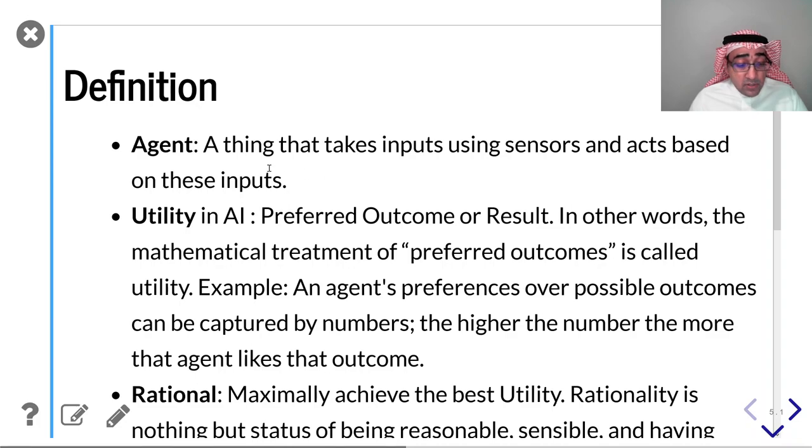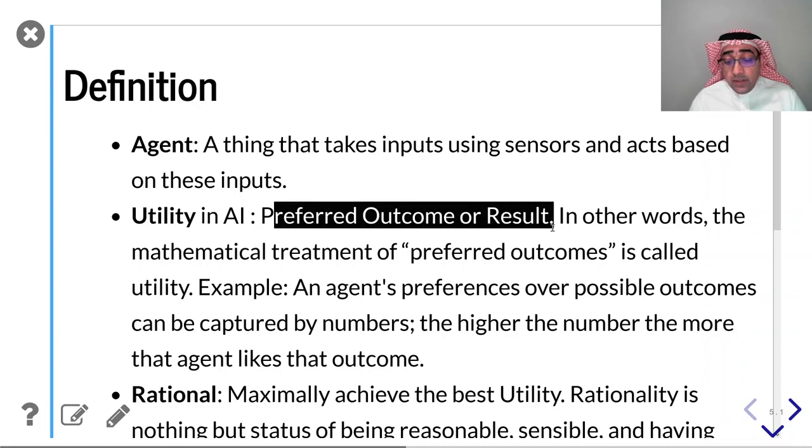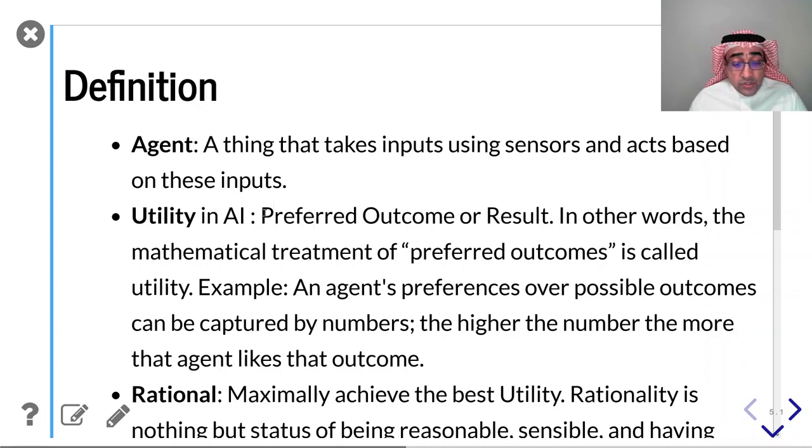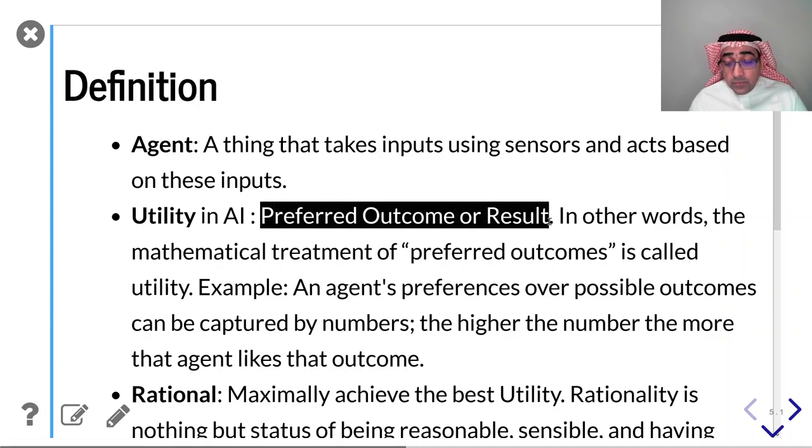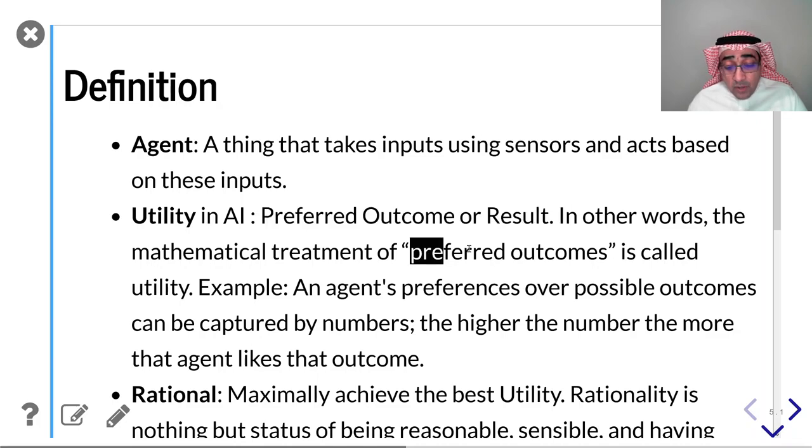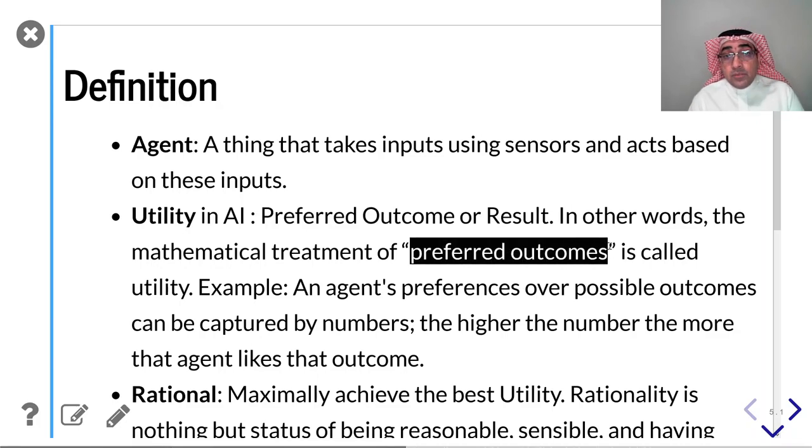There is something also called the utility over here. The utility basically is a preferred outcome or result, okay? So this is what we want to achieve. It's the preferred outcome. We might have different outcomes coming out, and the highest utility will go to the most preferred outcome. So we assign a utility, a value, to the outcomes, and the preferred outcome will have the highest utility. That is basically what a utility is, okay?